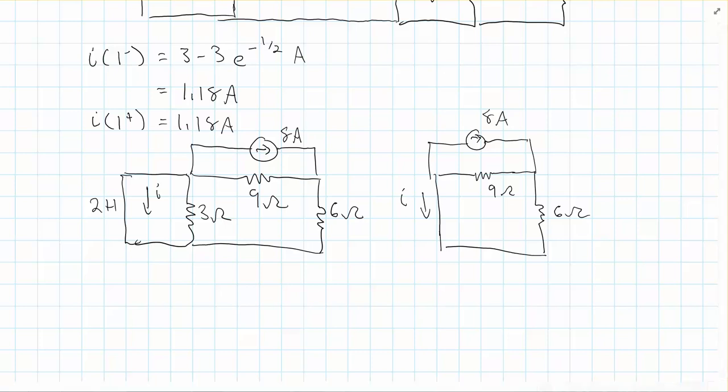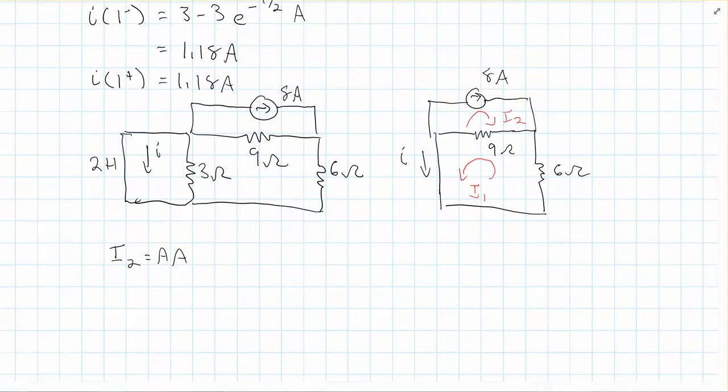Now, honestly, as I said, you could probably do a source transformation and figure out the current that way. In fact, I'm sure you can. I'm just going to do a loop, though. I'm going to write a loop equation here because I have 2 loops, but I already know what one loop is. So this is I1 and this is I2, but I know that I2 here is simply 8 amps.